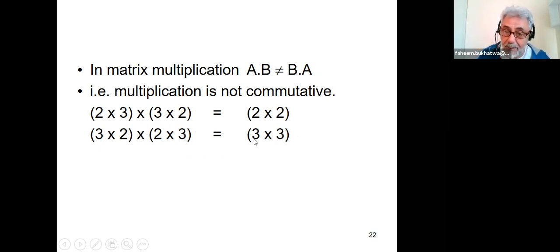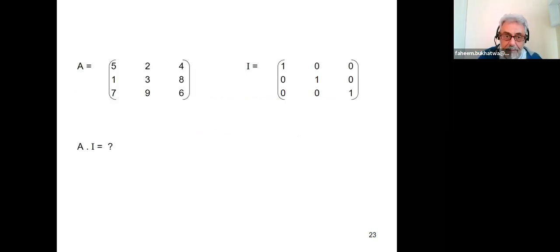But this one, the result will be 3 rows and 3 columns. 3 rows is the first one, 3 columns is the second one. So if you change A and B, and instead of multiplying A into B, you change them, you could completely get not just different results, sometimes different dimension matrix as well.